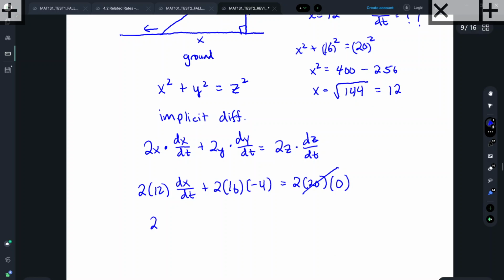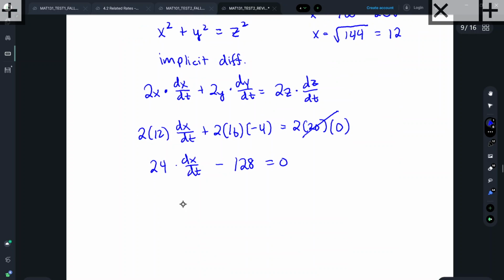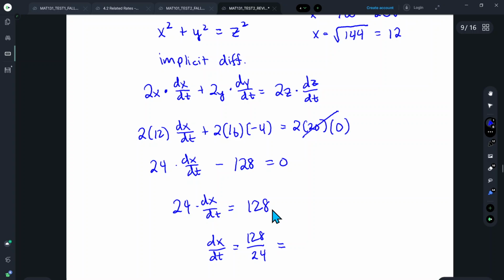Okay, so now what do we have? 24 times dx/dt minus, 2 times 16 is 32, 32 times 4 is 128. So you have minus 128 equals 0. Okay, so now we can just solve. 24 times dx/dt is equal to 128. And then dx/dt is 128 over 24. So what is 128 over 24?